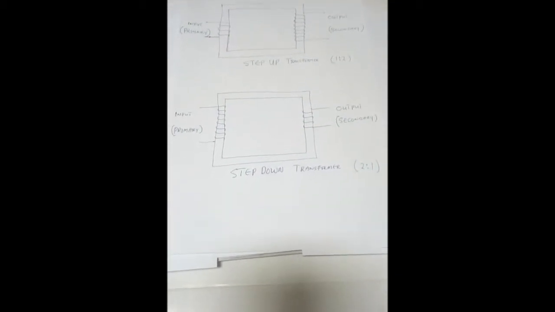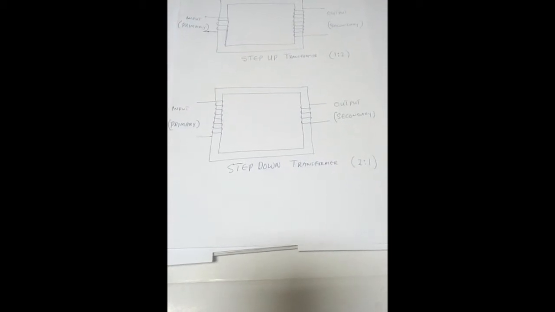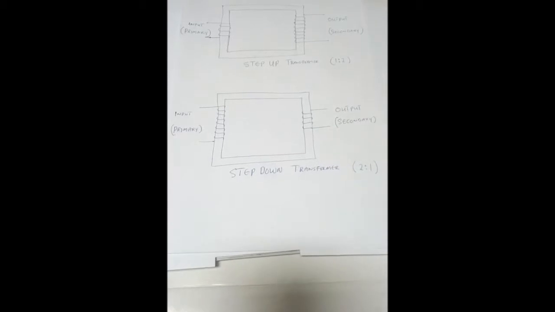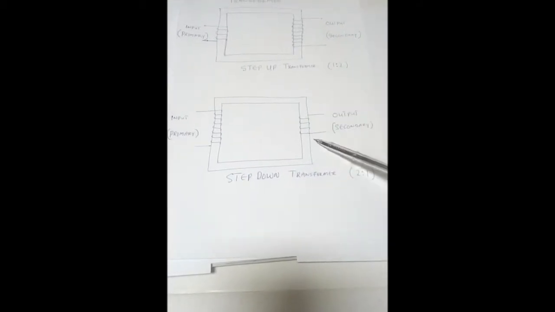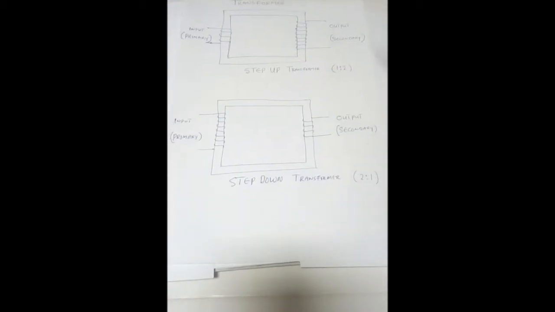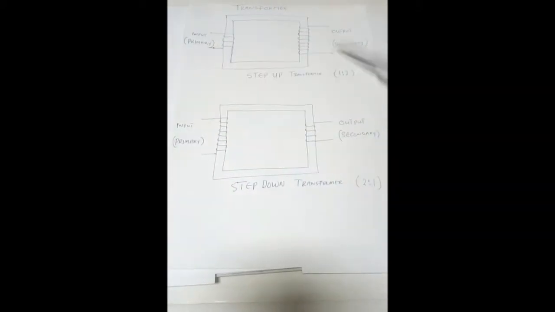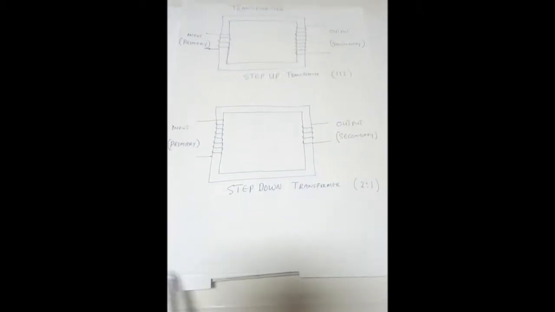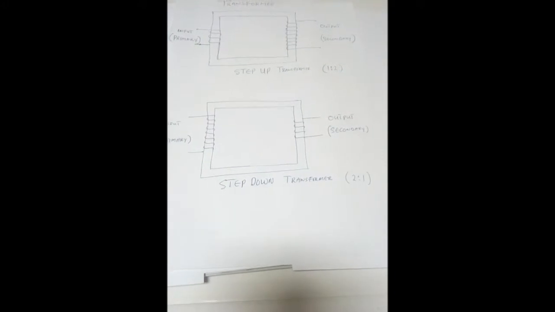In this video I'm going to be talking about transformers, and transformers are devices that are used to either step up a voltage or step down a voltage. As you can see in this drawing, we have the step up transformer and we have the step down transformer. Now the step up transformer is simply a transformer that receives a low voltage on the input and then outputs a higher voltage, while the step down transformer receives a higher voltage at the input and outputs a lower voltage.